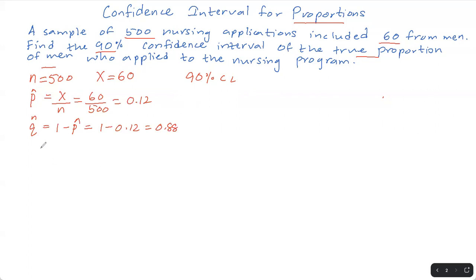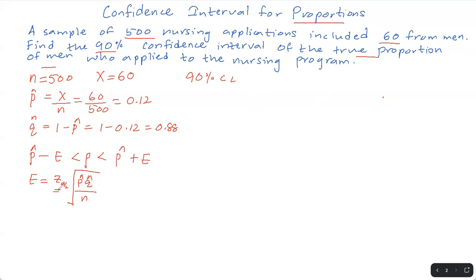So let's look at the formulas first. This is how you construct the confidence interval. Sample proportion minus margin of error less than population proportion less than sample proportion plus margin of error. So the margin of error in this case, the formula is Z score corresponding to alpha over 2 times the square root of P hat times Q hat over N. As you can see, we need P hat, Q hat, sample size, and Z alpha over 2 to calculate the margin of error. We know P hat, Q hat, and N.